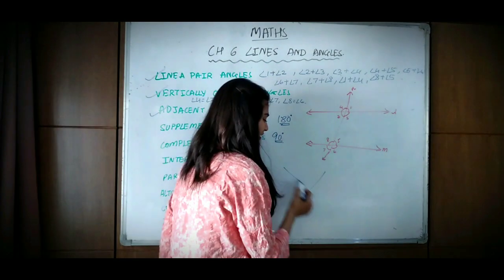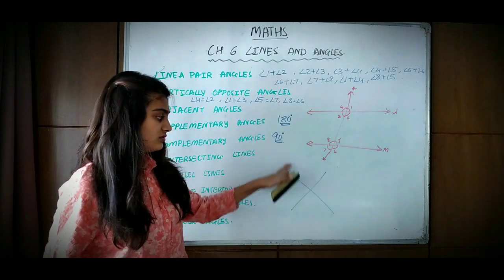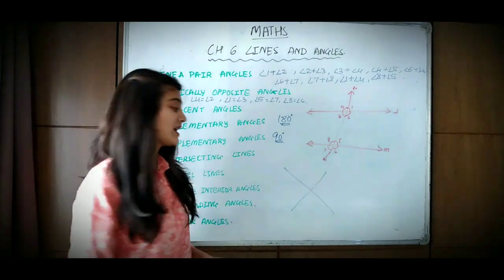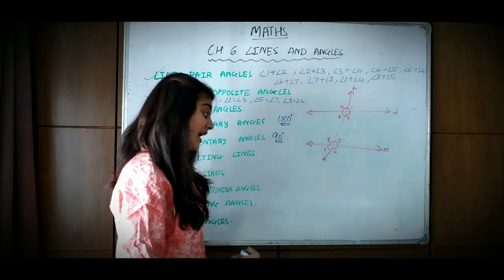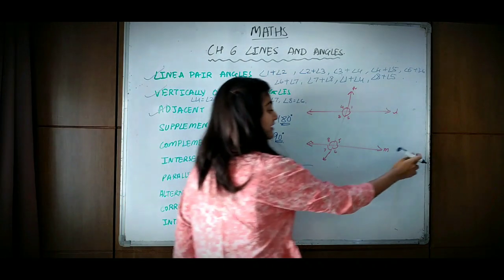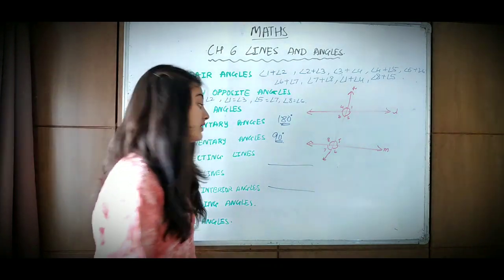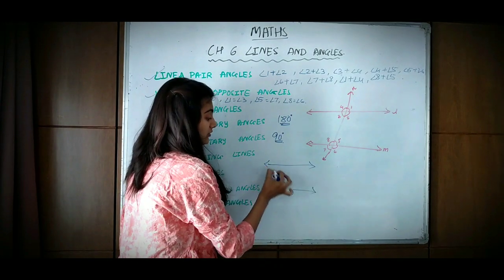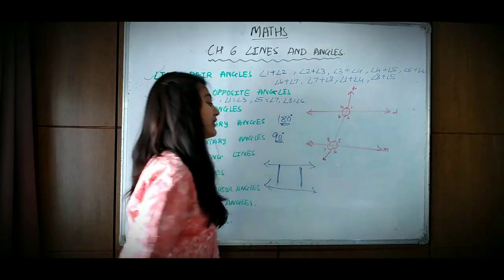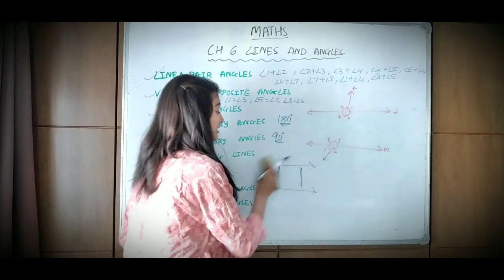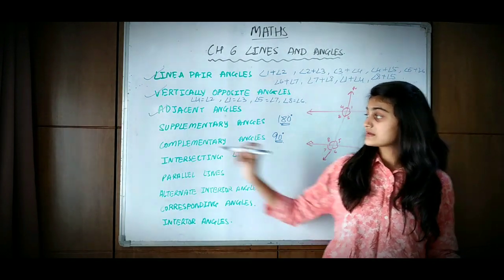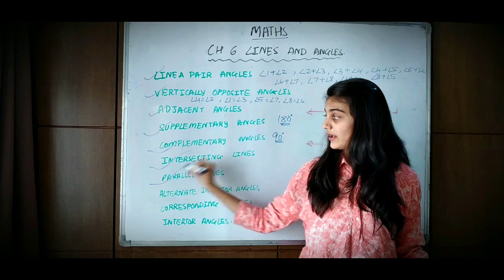Then intersecting lines. Any straight lines which cross one another at any point are said to be intersecting lines. And any lines which would not intersect at all, even if they are extended, are known as parallel lines, meaning they would not intersect. The space between the lines would never decrease. So these types of lines are known as parallel lines.